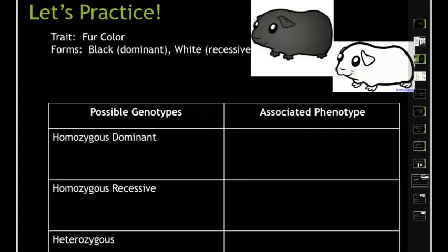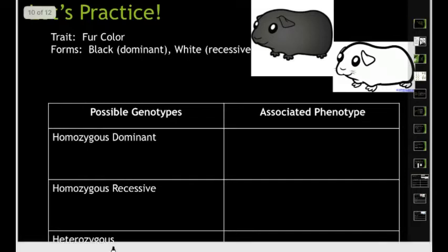What we need to do is choose what letter first we want to represent the trait with. In this example of fur color, I'm going to use the letter F to represent the trait. The dominant is going to be written with an uppercase F. The recessive form is going to be written with a lowercase f.